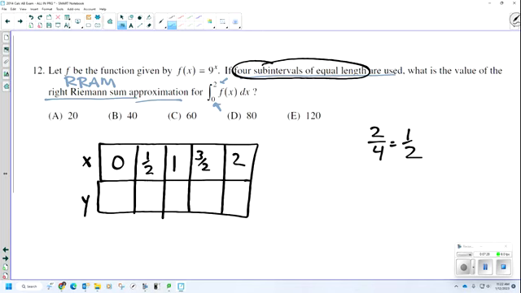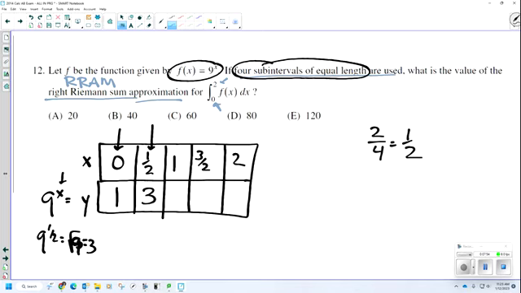So let's not forget that y is 9 to the x. Whatever my x is, that's how I'm going to figure out my y value. Meaning, this one will be 9 to the 0. Anything to the power of 0 is 1. This is 9 raised to the 1/2. If you don't know that 9 to the 1/2 is the same thing as the square root of 9, which is 3, you better study hard for this test. That's a basic thing you should know. This exponent would be 1, so 9 to the power of 1 is 9.